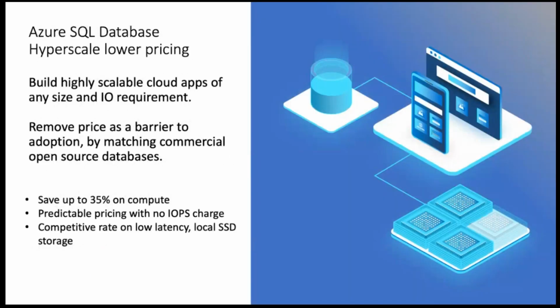Next slide, please. So Hyperscale, the announcements are basically lower pricing, which is that you can save up to 35% on compute. So it's basically predictable pricing with no IOPS charge, and there's a competitive rate on low latency local SSD storage. And so again, it's enabled some value for this Hyperscale.